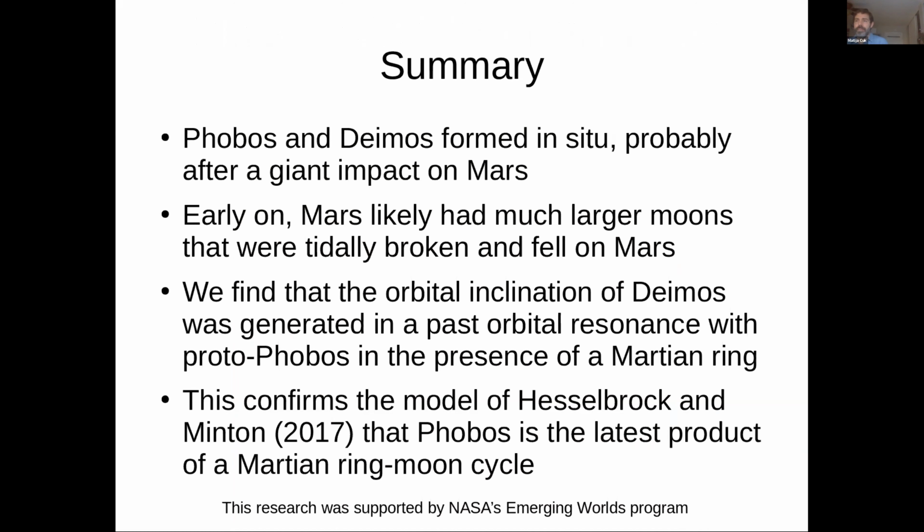We find that a few billion years ago, there was an epoch where Mars had both a moon and a ring, and interaction between that moon and Deimos generated the present orbital inclination of Deimos. Our conclusions strongly support the cyclic ring moon theory of Hasselbrook and Minton, where Mars had multiple moons and rings over its history.